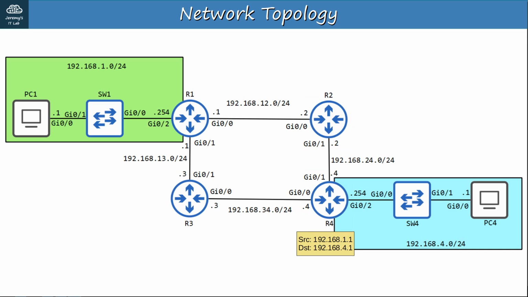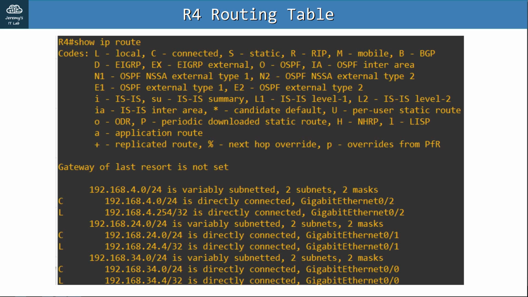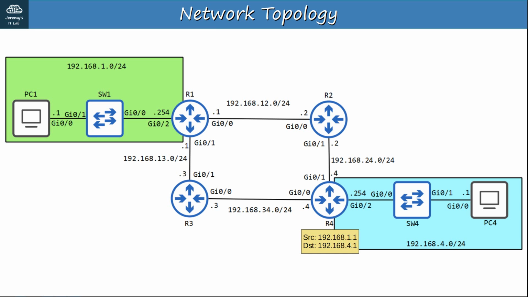What happens next? We haven't configured any static routes on R4. Will that be a problem? Let's check the routing table on R4. Here's R4's routing table. Because R4's G0/2 interface has an IP address of 192.168.4.254 configured, the 192.168.4.0/24 network has automatically been added to its routing table as a connected route. So, R4 sends the packet out of its G0/2 interface, and switch 4 forwards it to PC4. Let's actually try that ping from PC1 to PC4 and see if it works now.